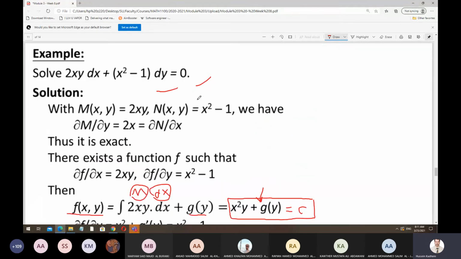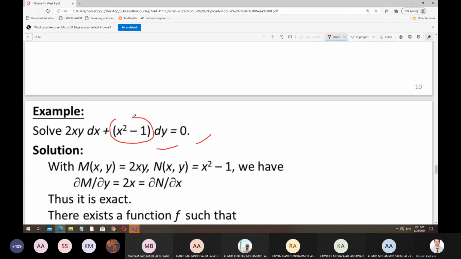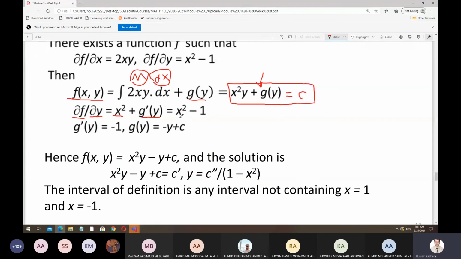Where is n? Just a minute, let me go back to the equation. This is n. I equate to n. Most of the time you will find some similarity on the right and left hand side. You can simplify, cancel. I cancel this one with this one because they are the same. So I end up with g dash equal minus 1, as you can see. When I integrate g dash with respect to y, it will give me g equal minus y plus c.